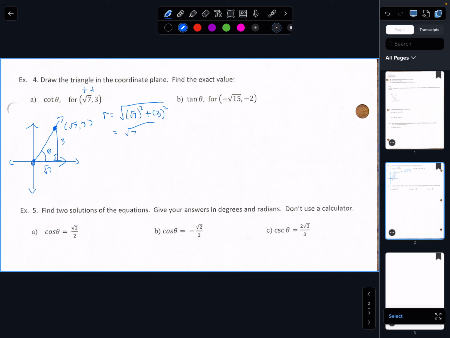So you get 7 plus 9. That was kind of nice. And the hypotenuse is always treated as positive. The hypotenuse is always treated as positive. And now they just want cotangent. And cotangent is adjacent over opposite. It is x over y, which I guess we wouldn't have. It said draw the triangle in the coordinate plane, so you needed to draw it. But since cotangent just works with x and y, we actually wouldn't have necessarily needed the r.